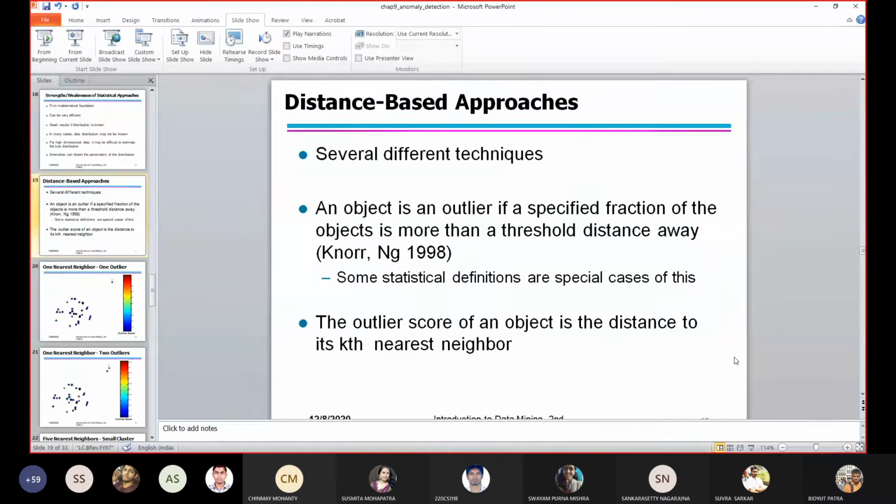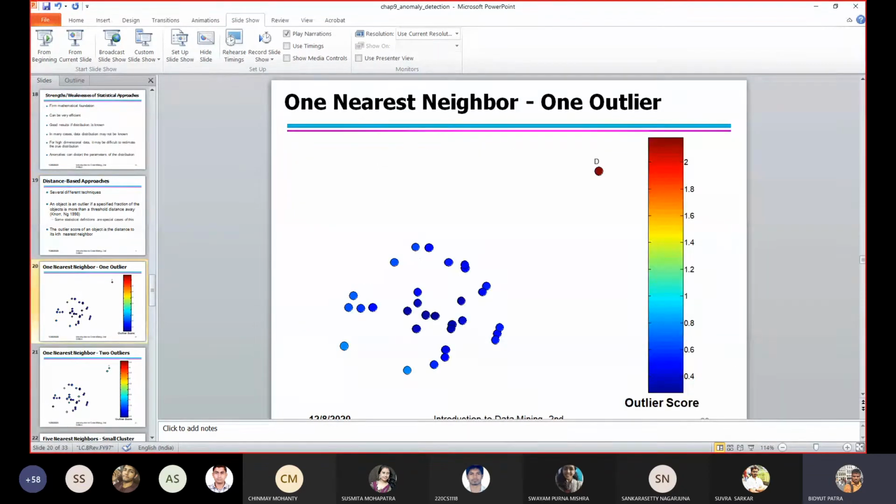As I said, the outlier score, the degree of outlier, is defined as the kth neighbor distance. Here we have a set of points. As you can see, the D point is the outlier. Now for each point you compute the kth neighbor. Here the k value is 1, so you find the closest point. For all points you compute the closest point distance and you plot it.